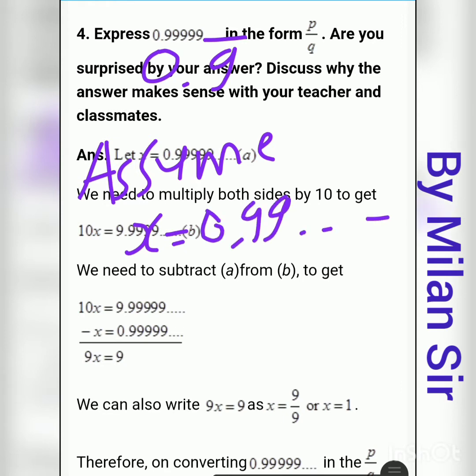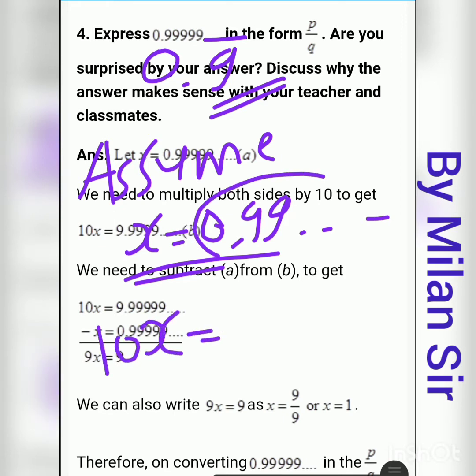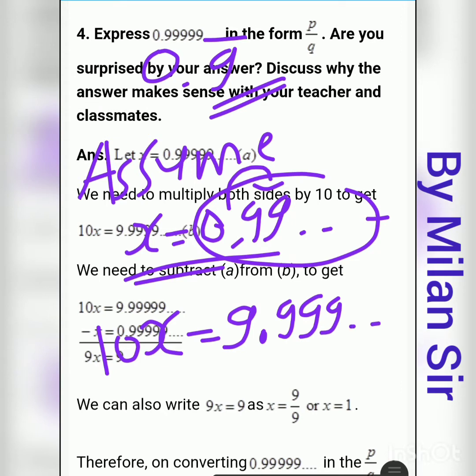Then we need to multiply this equation by 10. Why 10? Because here only one digit is repeating, 9. So if one digit is repeating, then we need to multiply by 10. So 10x is equal to, multiplying by 10, the decimal point moves one digit to the right. So this becomes 9.999 continuously. So 10x is equal to 9.9999 continuously.